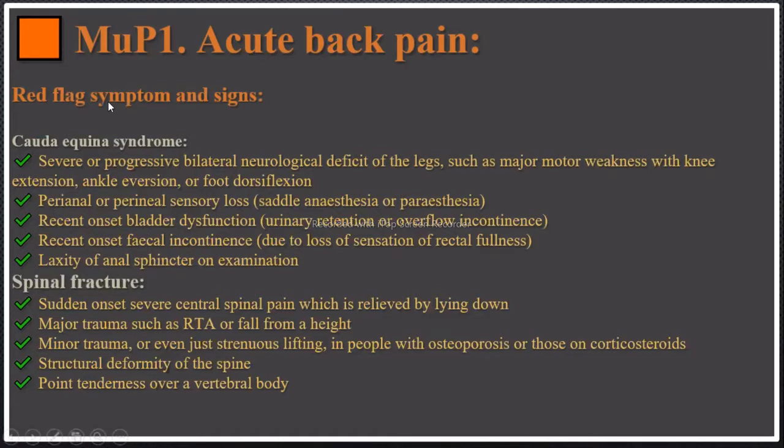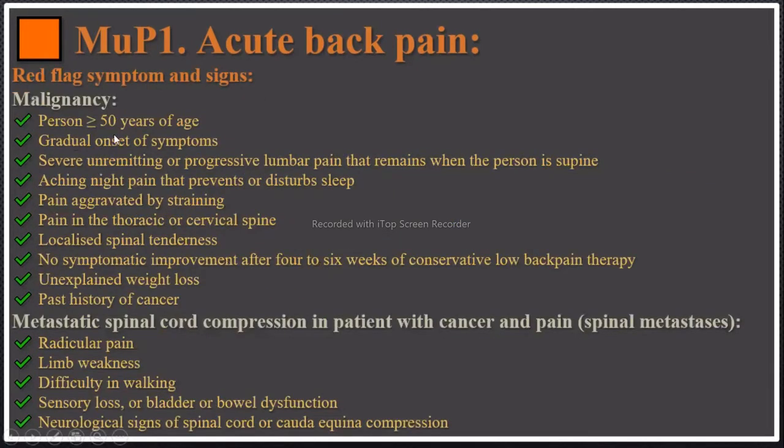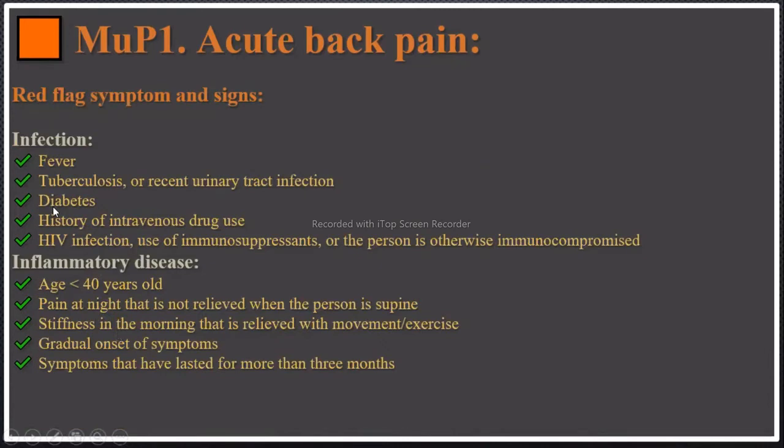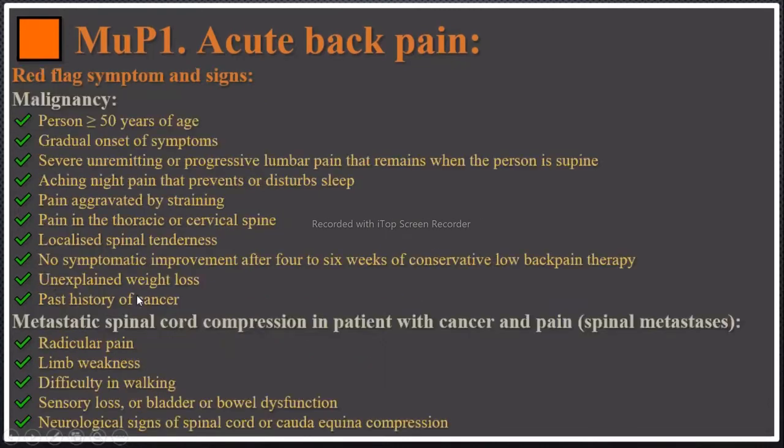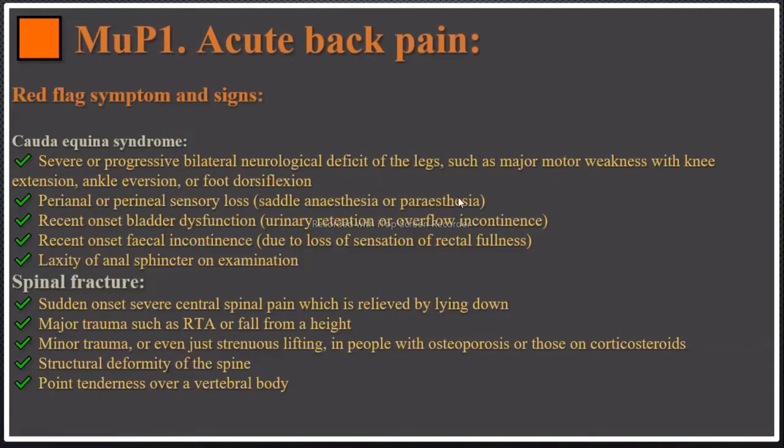So red flag symptoms and signs. Think about red flags for cauda equina, red flags in the scenario to diagnose a spinal fracture, and also for malignancy, for metastatic, and infection, inflammatory disease. We will discuss each one. So cauda equina syndrome, in the scenario you will find severe or progressive bilateral neurological deficit of the legs, such as major motor weakness with knee extension, ankle eversion, foot dorsiflexion. Okay.